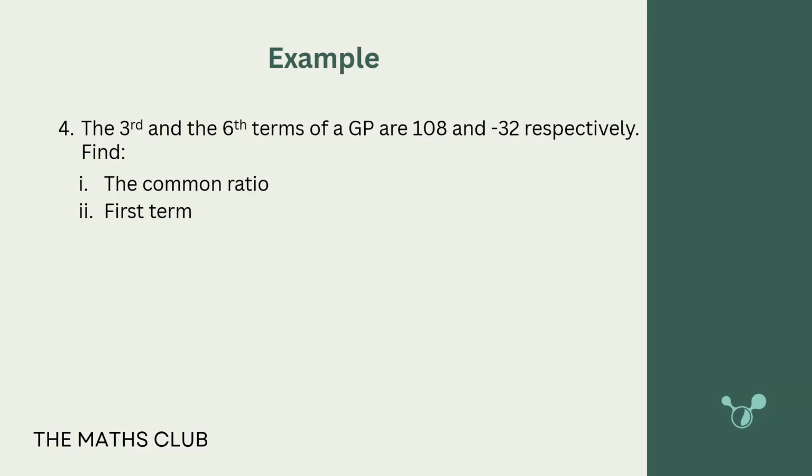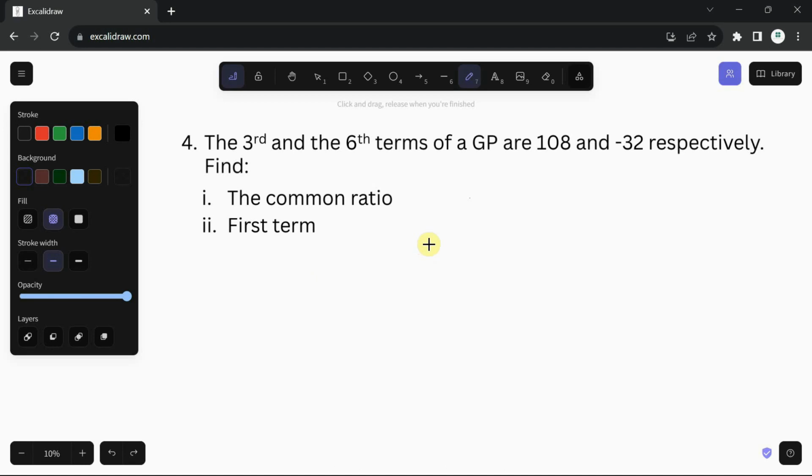The next question says that the third and the sixth term of a GP are 108 and minus 32 respectively. Find the common ratio and find the first term. Let's solve this together. We're given the third term, we're given the sixth term. So we can say we're given T3, which is 108. Under our given, we're given T3, we're given T6, which is minus 32, right? We're told to find the ratio, and we're told to find the first term, which is basically a.